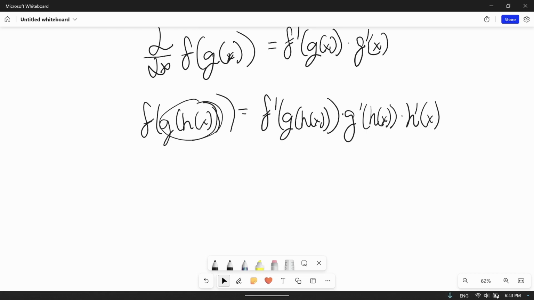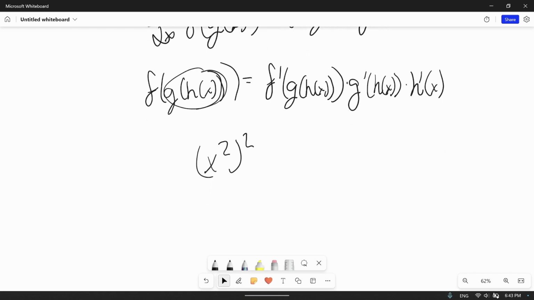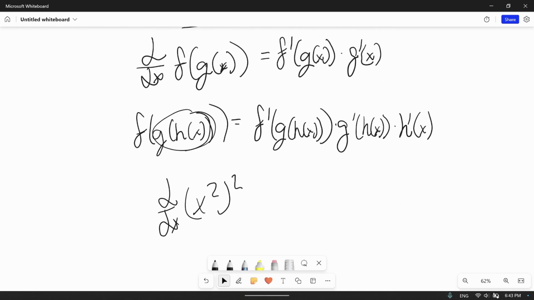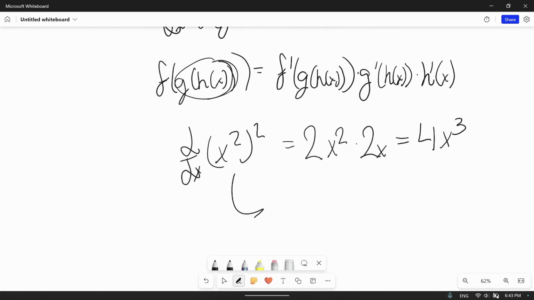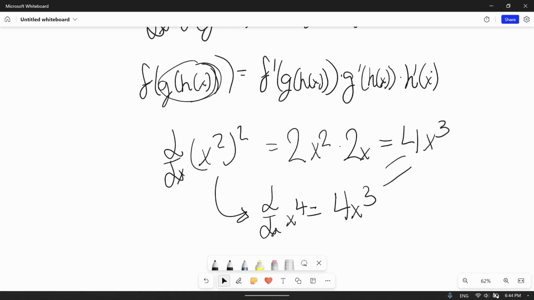Oh, and let me show you guys an example. So if you were to have x squared to the power of 2, and you want to take the derivative of this, that's going to be the derivative of the outside first, so there's going to be 2 times x squared, but then multiplied by the inside derivative, which is going to give you 4x to the third. And we also know that this is the derivative of x to the 4, which is equal to 4x to the 3. And so they're equal. That's pretty much it for the derivative rules.